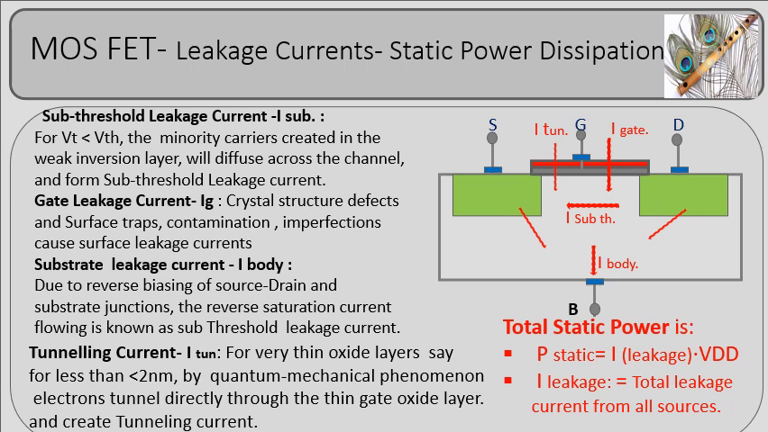For thin gate oxide layers, like less than 2 nanometers, a quantum mechanical phenomenon occurs wherein electrons tunnel through the thin gate oxide layer and create tunneling current. When the depletion region of the drain extends too close to the source, it creates a current flow that has no gate control and is called punch-through leakage. This phenomenon is prominent in short-channel devices. The sum of all the leakage currents put together contributes to the static power dissipation.